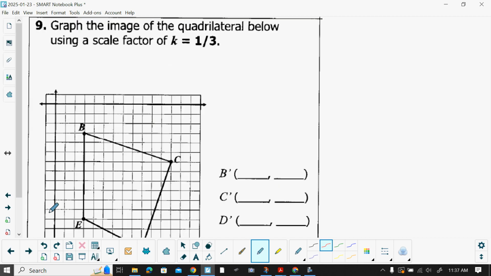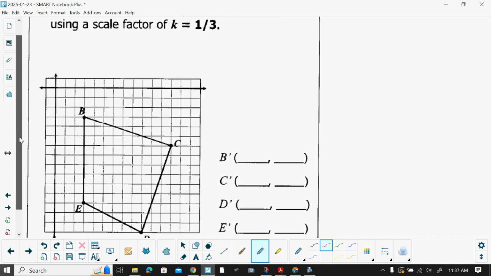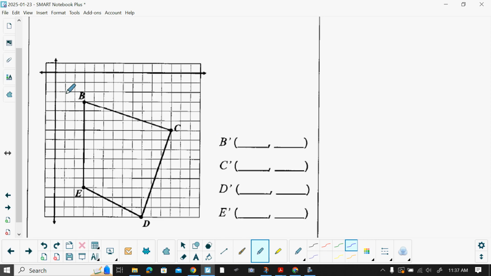Okay. All right. Let's see here. Number 9. Graph this. All right. So we have to do the same thing. I'm going to get the coordinates here first. Okay. So my origin is here. So 1, 2, 3. 1, 2. So this one is 3, negative 3. 4, 5, 6, 7, 8, 9, 10, 11, 12. 1, 2, 3, 5, 6. 12, 6.